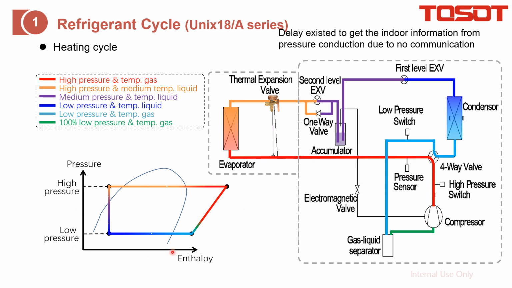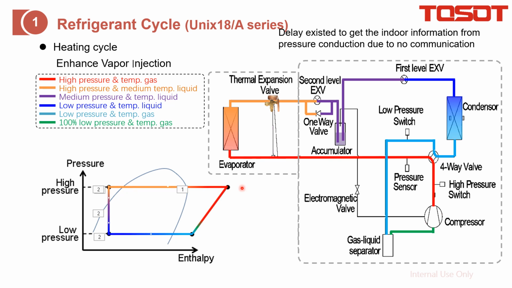And here is the PH diagram. When the outdoor ambient is low, for example, currently it is -5 degrees Fahrenheit, then it requires EVI. How to adopt it is from this accumulator. There is another outlet from it. Then we control it with this electromagnetic valve, also called a solenoid valve, to inject vapor from the accumulator into the compressor to increase the refrigerant flow.